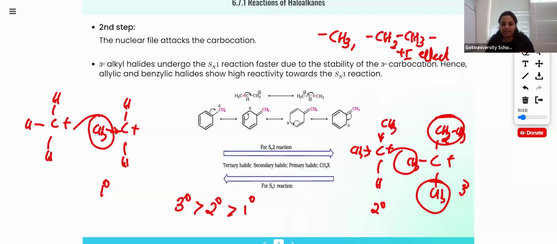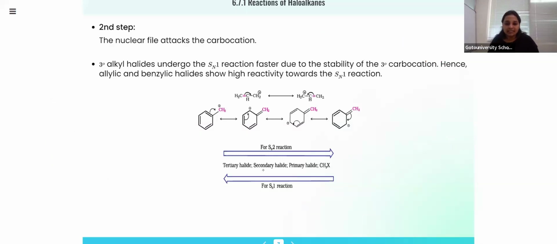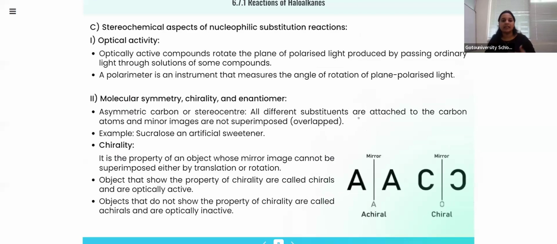So due to the stability of this intermediate forming in the first step of SN1, that is the stability of the carbocation, tertiary haloalkanes are more reactive in SN1 than secondary, which is more reactive than primary. Okay, that is the order. So in SN1, it is opposite to that of SN2. In SN2, we know due to the steric repulsion, tertiary is not reacting that much faster, because that is a one-step process. But in SN1, due to the stability of the intermediate, tertiary is more reactive than secondary, which is more reactive than primary.